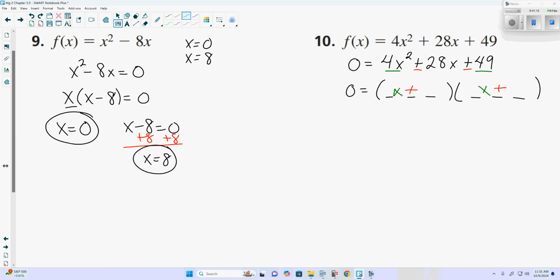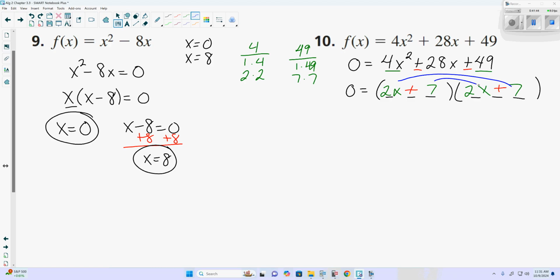Factors of 4. 2 and 2. 1 and 4, 2 and 2. Which one do we want to try first? 2 and 2. Factors of 49 are 1 and 49 or 7 and 7. We can try 7 and 7.